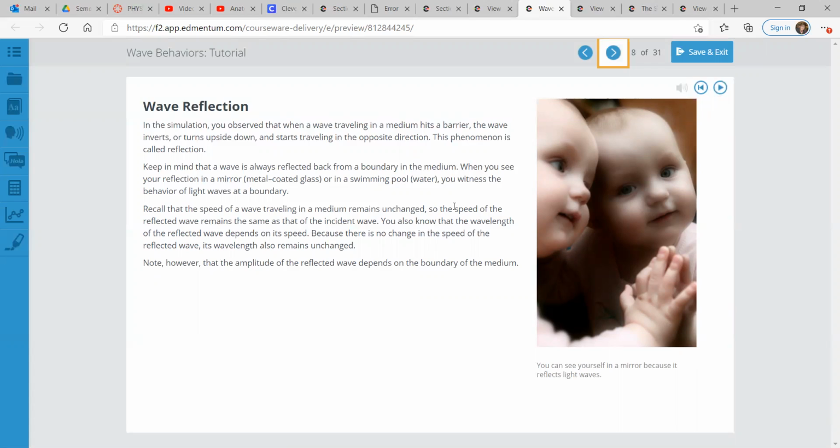Recall that the speed of a wave traveling in a medium remains unchanged, so the speed of the reflected wave remains the same as that of the incident wave. You also know that the wavelength of the reflected wave depends on its speed. Because there is no change in the speed of the reflected wave, its wavelength also remains unchanged. Note, however, that the amplitude of the reflected wave depends on the boundary of the medium.